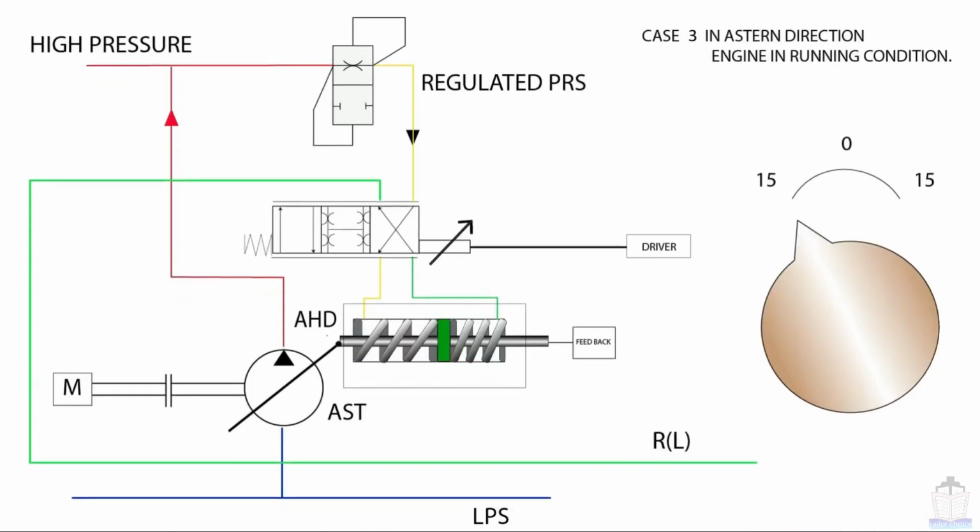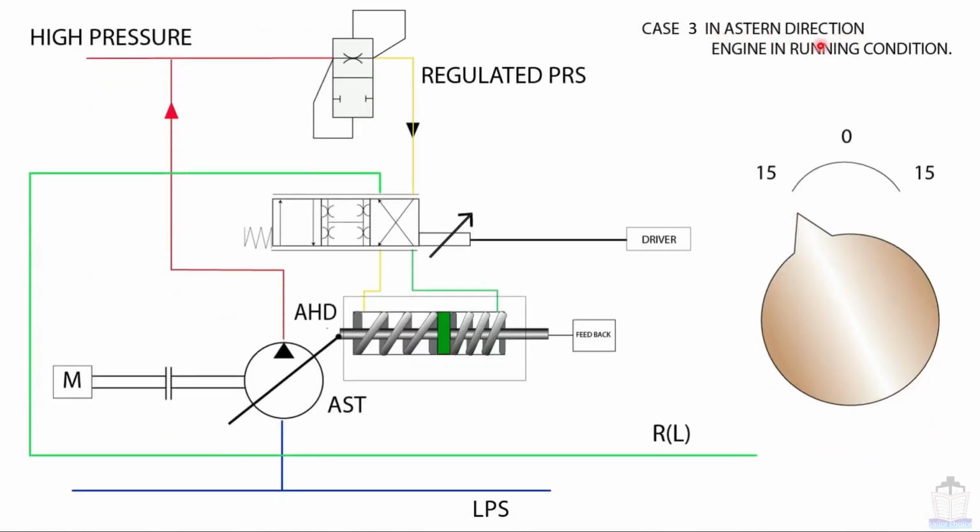Now going to see case number 3. In astern direction, engine in running condition. In that case, the hydraulic pressure will act here. The driver will change the pilot valve spool position in such a way that this pressure will act over here and it will move this piston in the right direction, and hence this swash plate cam will change to astern direction.